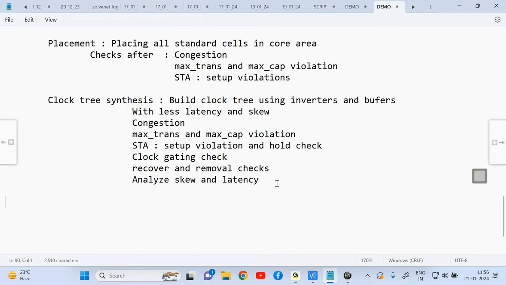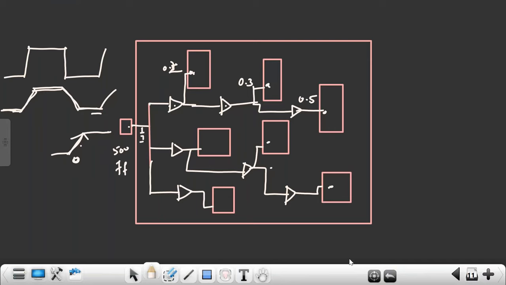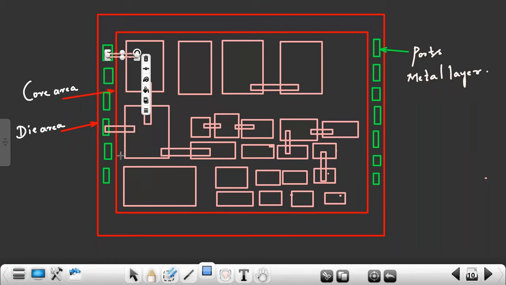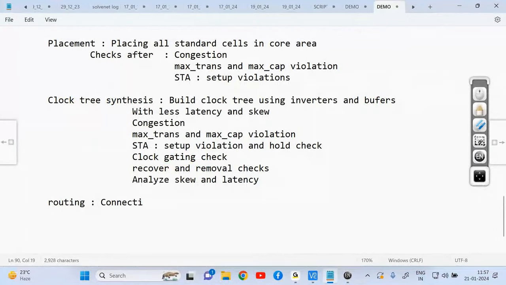So next is routing. Routing is nothing but connecting all the standard cells by using what? Metal layers, right? Connect all the standard cells by using metal layers. Not only standard cells, even macros also, right? Ports also, correct? Ports also have to be connected, correct? Connect the ports, standard cells and macros by using metal layers, right? That is called as routing. Connecting standard cells, ports and macros by using metal layers. That is called as routing.